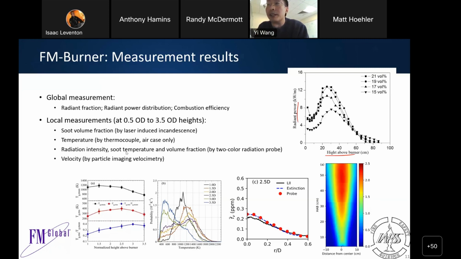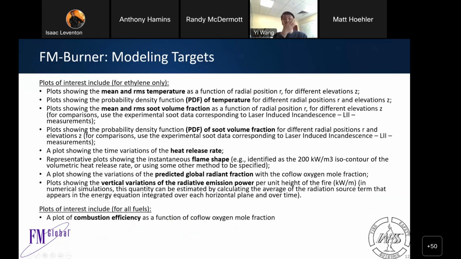Be happy to answer any questions. Great, thank you. Just for completion, we'll share this PDF later, but these are the specific modeling targets that go with each case. We'll highlight those. But I think we had a great walkthrough of the experiments themselves.